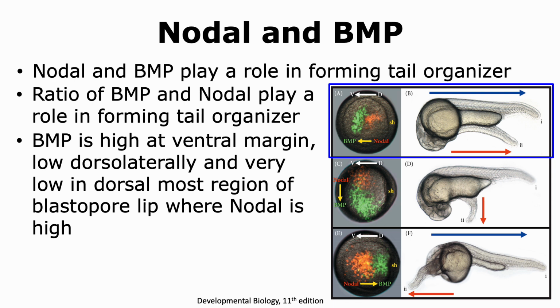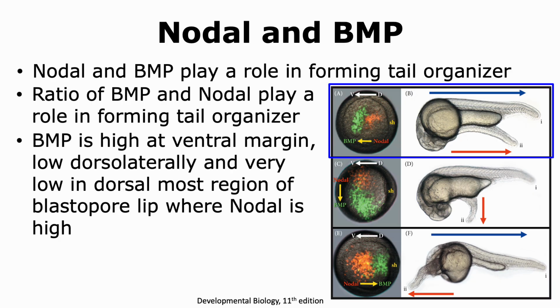Now, if you remember, nodal is a member of the TGF beta family. Now we can see in the figure that is shown, we have an embryo where scientists have been able to manipulate the ratio of BMP and nodal in different parts of the embryo. And what we can see is when we have a gradient of BMP and nodal, we can actually stimulate the formation of tail structures in different parts of the embryo.